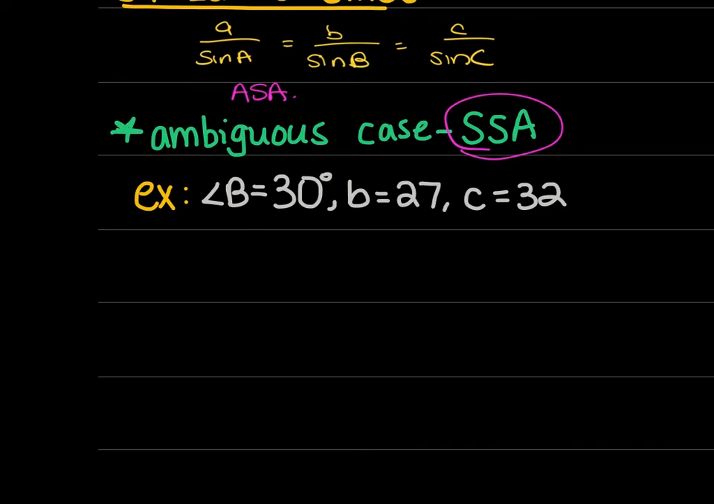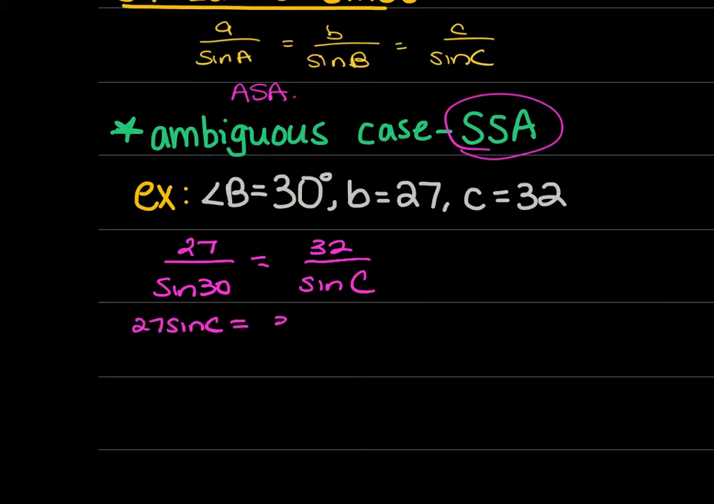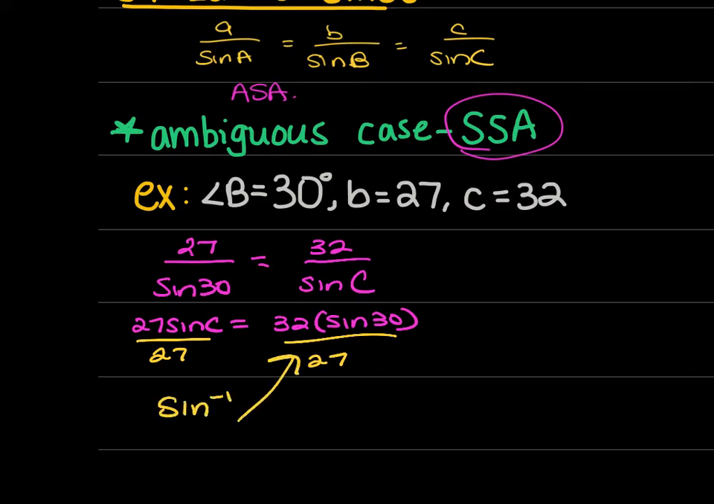So the only angle I'm given is angle B, which is 30 degrees, and then side b is 27. So I'm going to start with that ratio. b over the sine of B would equal, the only other one I have information about is c. So 32 over the sine of C. And then I'm going to cross multiply and divide. So in my calculator, I get sine inverse of that. So 32 times the sine of 30 divided by 27.